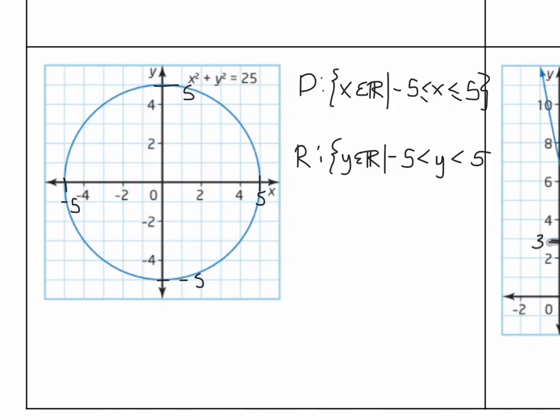Then we're going to ask ourselves, can y be equal to -5? Let's check. Yes, it can be. The point (0, -5) is on this relation. It's on this circle. So I'm going to put an equal to sign. And how about positive 5? Can y be equal to positive 5? Yes, it can. I'm going to put an equal to sign, and we're done.